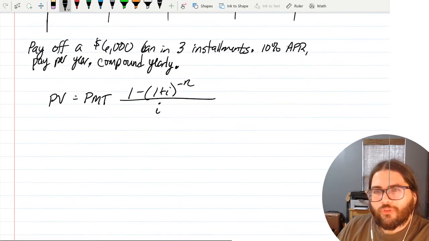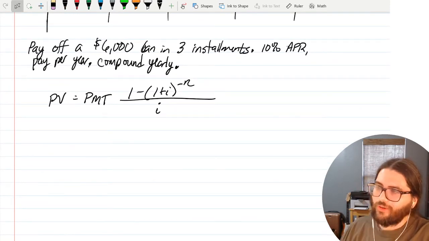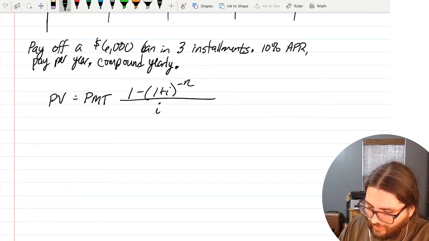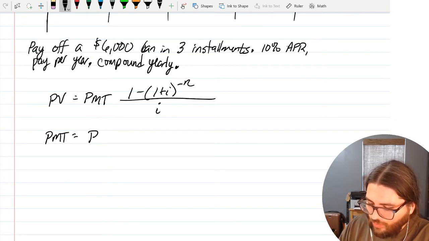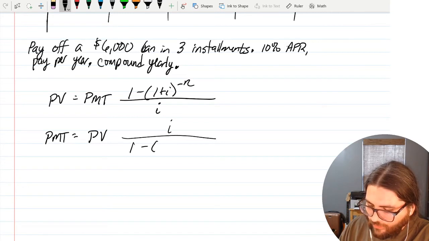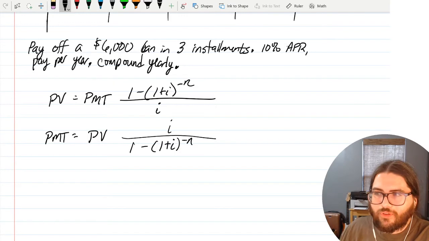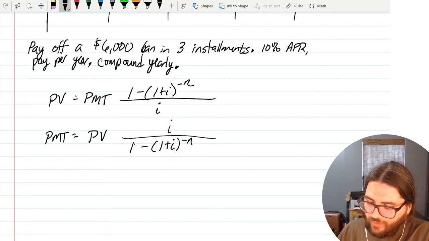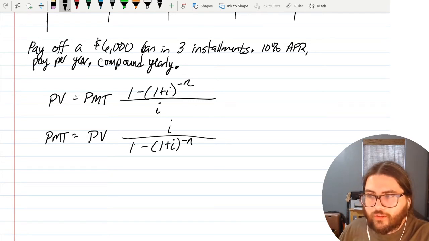Let's plug some numbers in, right? So we know that since we're calculating the PMT, that means we need to use the reciprocal version of the fraction. We talked about this last week as well, being able to manipulate these formulas. We can calculate the PMT by flipping that fraction upside down, multiplying it to the other side.